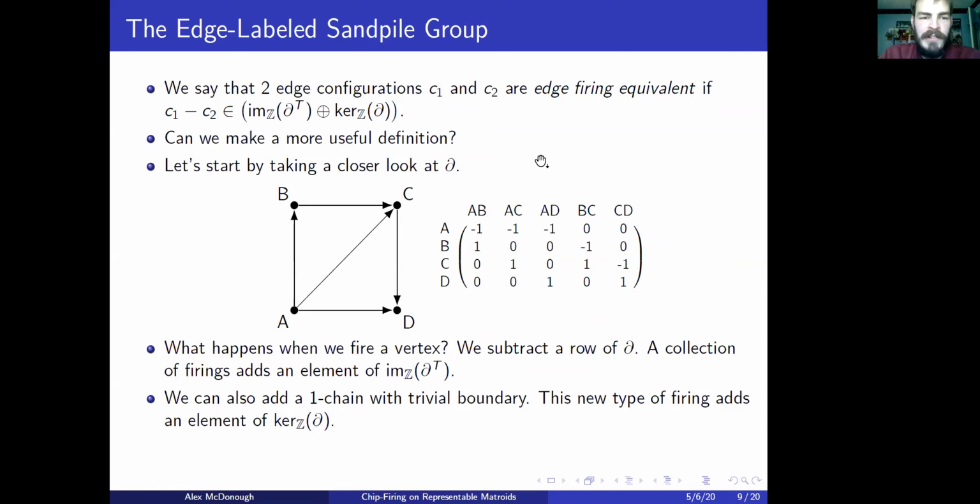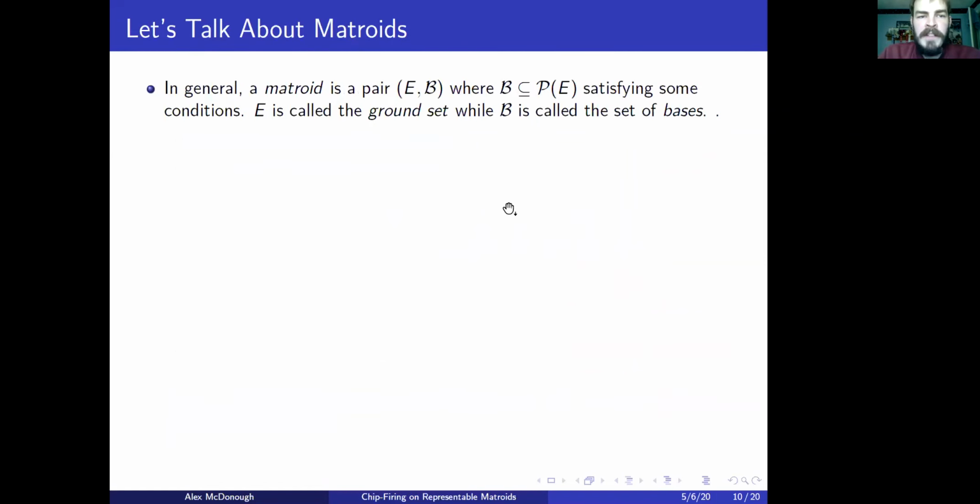All right, so we have our cool new edge firing equivalence relation. Let's talk about matroids now. So a matroid is a pair E, fancy B, where B is a subset of the power set of E, and it satisfies some conditions. They're pretty easy to state, but I don't want to detract from the main part of the talk, so I'm not going to give them right here. But I do encourage everyone to learn about matroids because they're great and wonderful and make me happy. E is called the ground set, and B is called the set of bases.